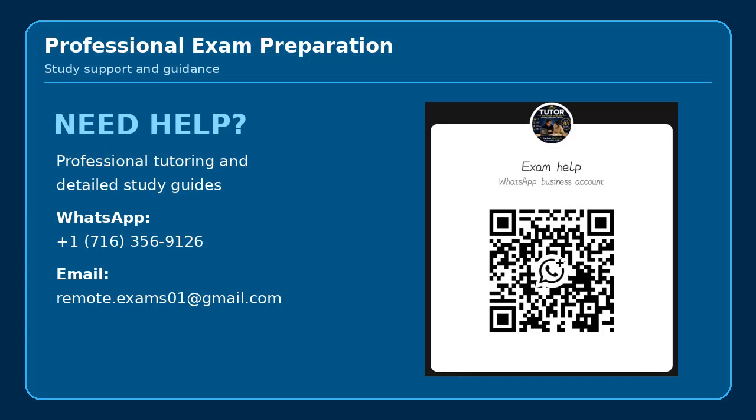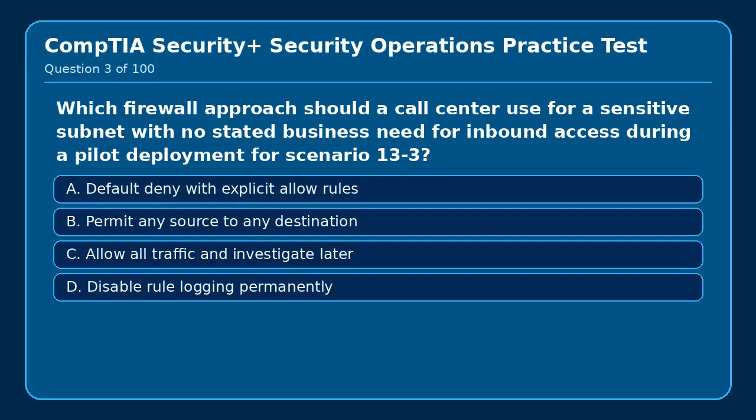Question 3. Which firewall approach should a call center use for a sensitive subnet with no stated business need for inbound access during a pilot deployment for scenario 1? A. Default denial with explicit allow rules. B. Permit any source to any destination. C. Allow all traffic and investigate later. D. Disable rule logging permanently.